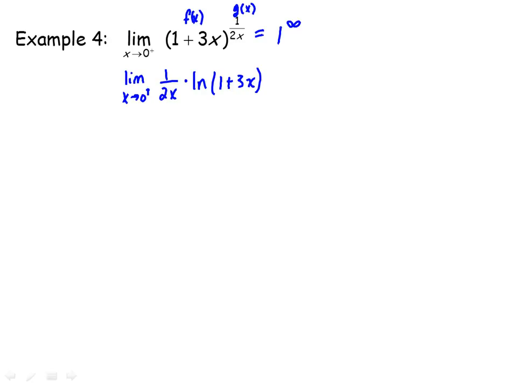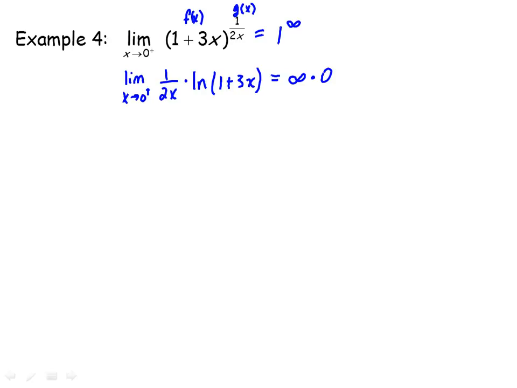So if we apply the limit again, like we said, we have 1 over 2x, or 1 over 0. And 1 over 0 is going to be infinity, right? Times the natural log, 1 plus 0 is going to be 1. What's the natural log of 1? If you don't know, put it in your calculator. Natural log of 1 is going to be 0.